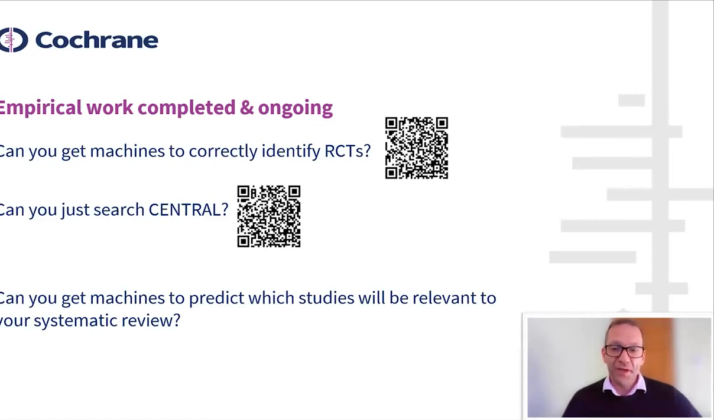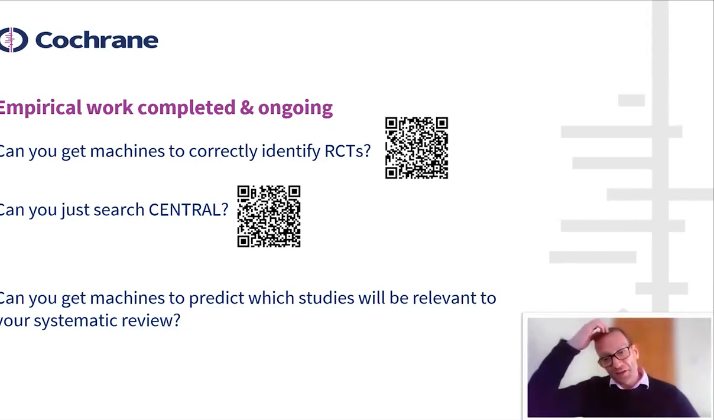One of the most important things that we can do when contemplating the kind of change represented by the evidence pipeline is to try and evaluate it. And these are three really important questions, two of which we have some fairly definitive answers to. So, can you get machines to correctly identify RCTs? Can you just search Central? What a change that would be. And can you get machines to predict which studies will be relevant to your systematic review?